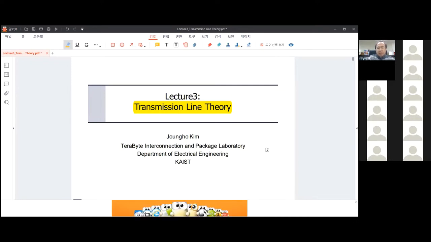Today is the third lecture of the class, and the main subject will be transmission line theory. Transmission line theory will be the basic building block to understand and to apply the signal line design of high-speed digital interconnections. My name is Jung-ho Kim, and I'm working in a terabyte interconnection and packaging laboratory at the Department of Electrical Engineering of KAIST.